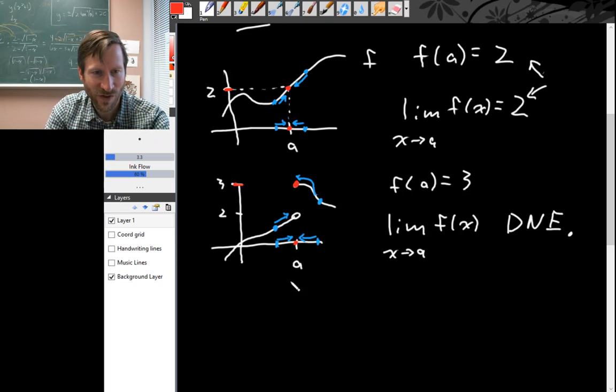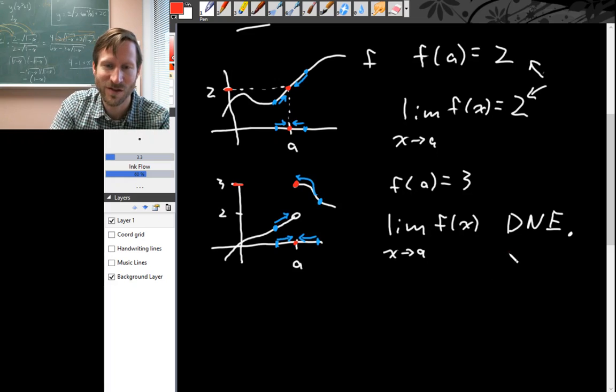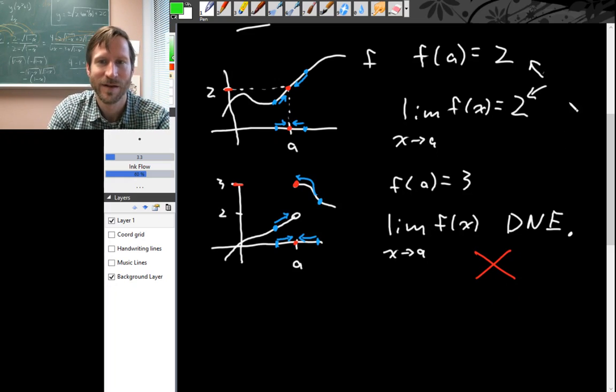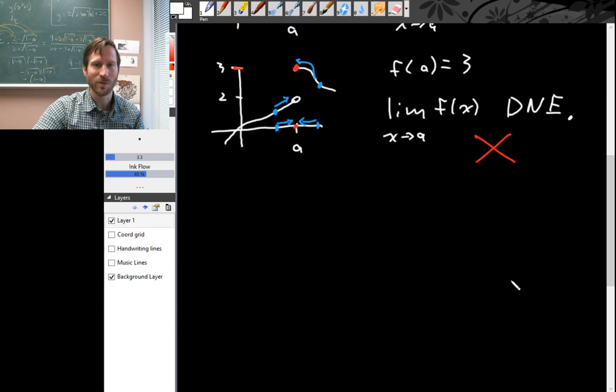So this function does not pass our test. What happens at the x value a is not equal to what happens near the x value a. The first function did. All right, let's look at one more example.